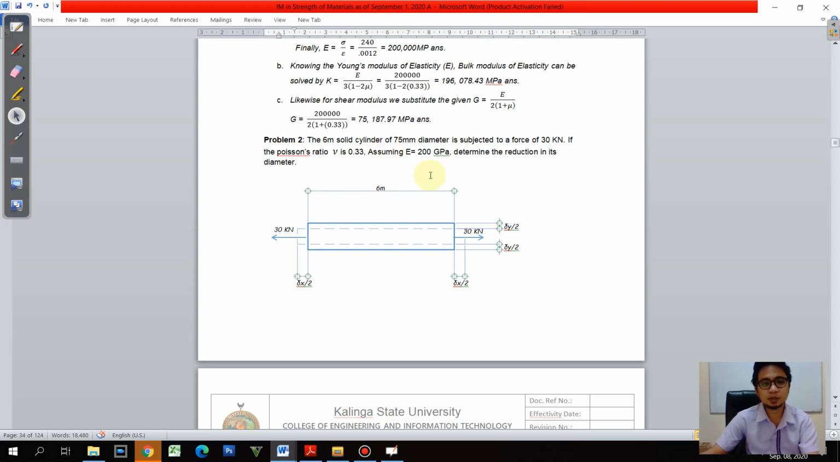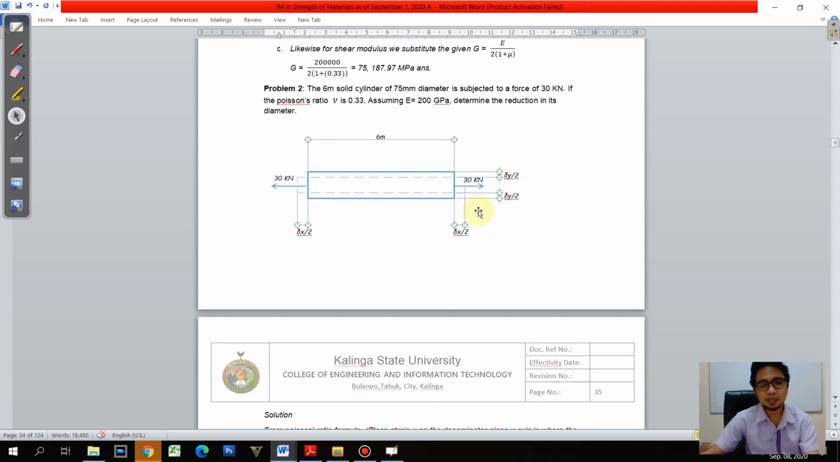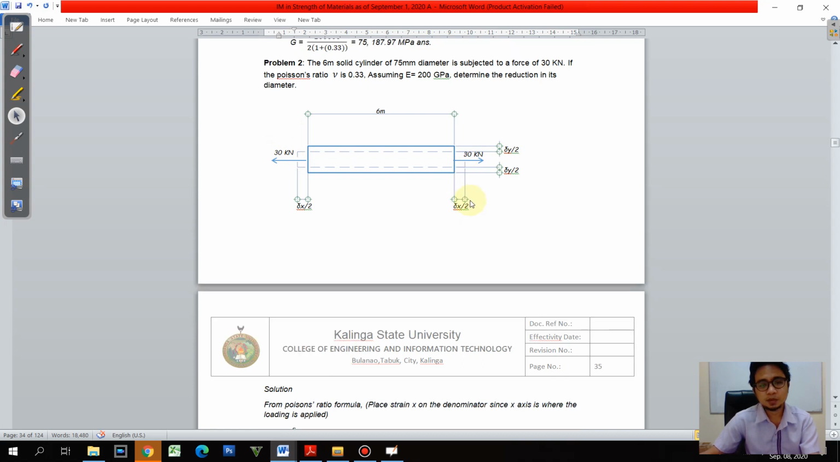Okay, so moving on to the second problem, we have here the solid cylinder. This is 6 meter long, is subjected to 30 kilonewton. So 30 kilonewton here is parallel to 6 meters. So therefore, along the 6 meter axis is our longitudinal axis. As we can see here in the diagram, there will be a stretch along the longitudinal axis and a shortening along the lateral axis, which is y. So we are going to determine the reduction in its diameter.